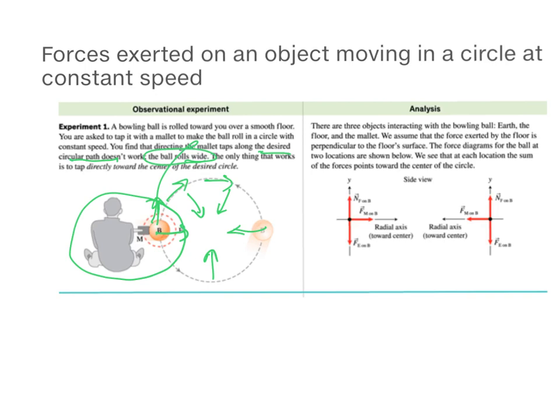So if I draw a force diagram of that bowling ball, here I'm looking down at it from a top view. Here I'm going to look at it from the side. So this is a side view right here. And I draw a force diagram at the two different positions. Here at position B, and we'll call this another position over here. But this is a side view.